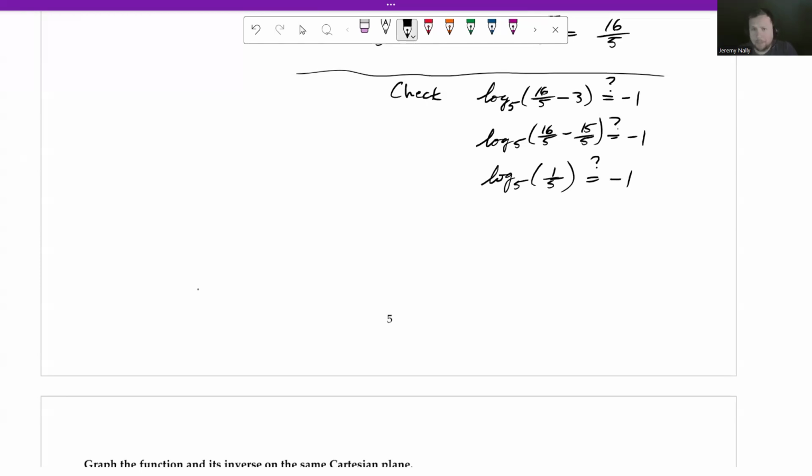Here, I'll do something fun. You can either rewrite that using a negative exponent, or you can do this. You can use the quotient rule for logs.